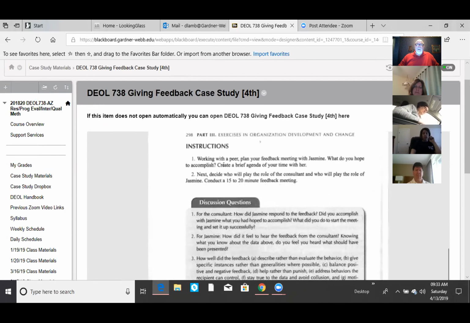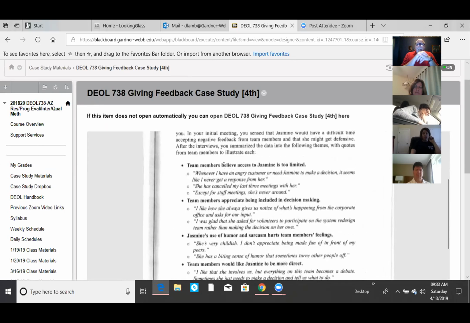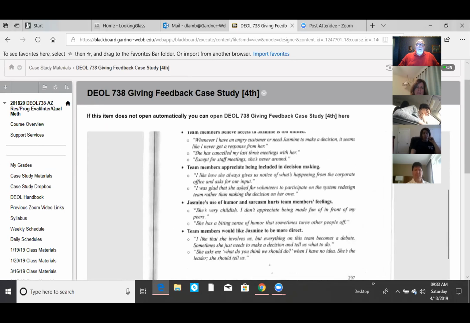Again, I don't see anything positive in any of these statements. I never get a response from her. She's canceled my meetings. She's never around. I like how she always gives us notes of what's happening from corporate and asks for our input. I don't know that that's a positive. I was glad she asked for volunteers to participate on the system redesign rather than making a decision on her own. Both of those appear to me to be lack of leadership.